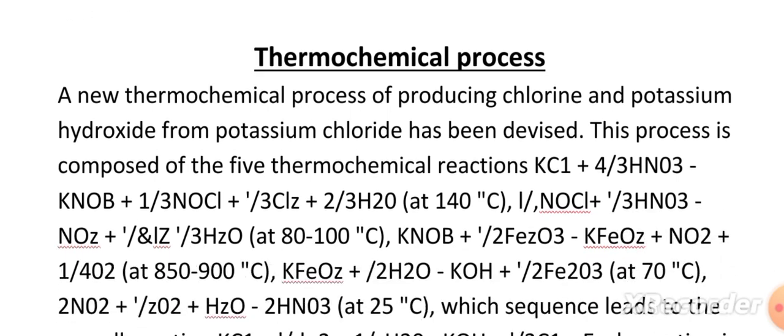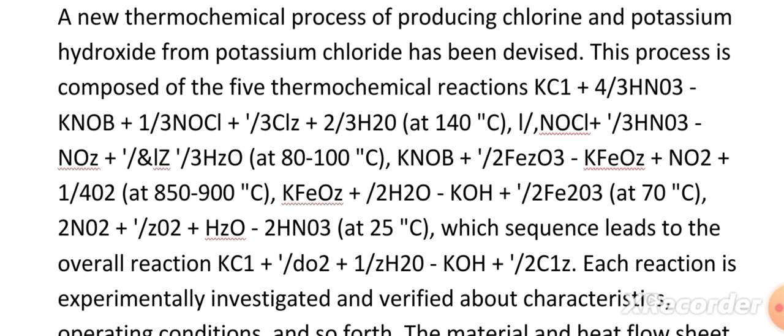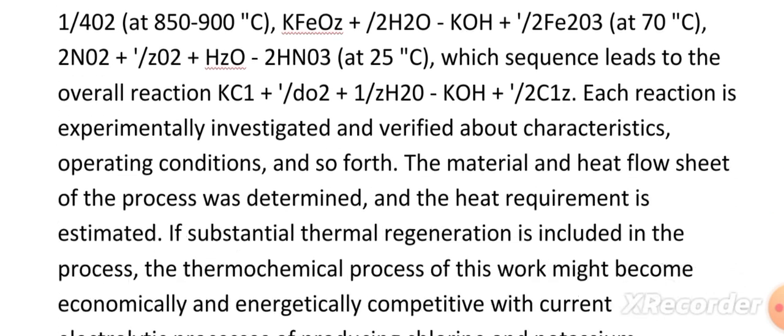Moving ahead, the next procedure is the thermochemical process. A new thermochemical process of producing chlorine and potassium hydroxide from potassium chloride has been devised. This process is composed of 5 thermochemical reactions. As heat is involved in the reactions, that's why it is called a thermochemical process. Each reaction is experimentally investigated and verified for its characteristics, operating conditions, and so forth.